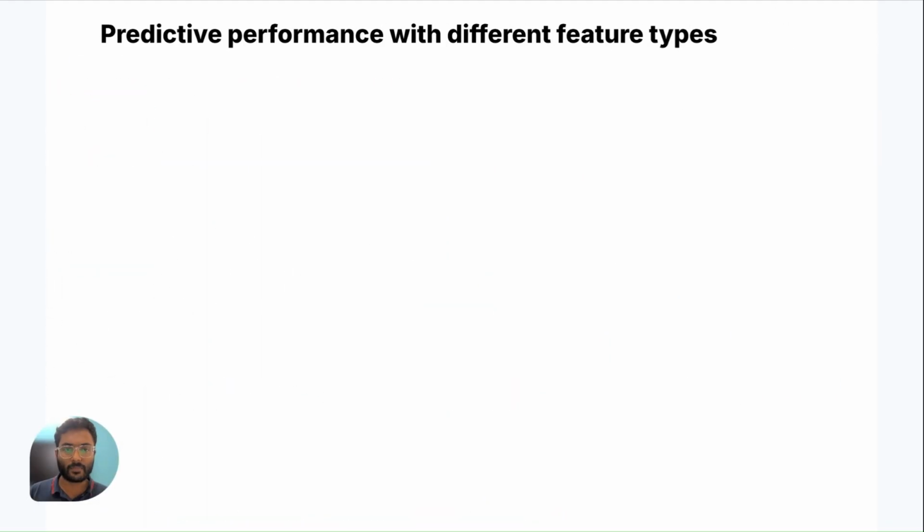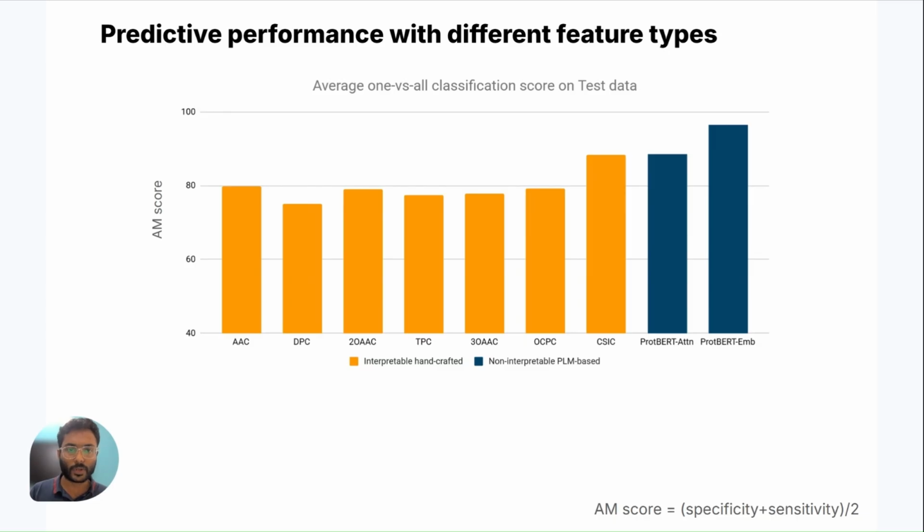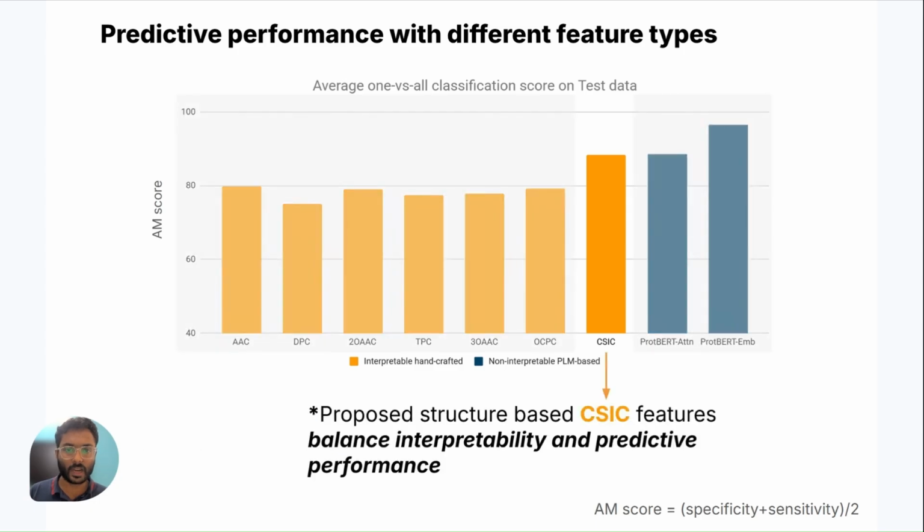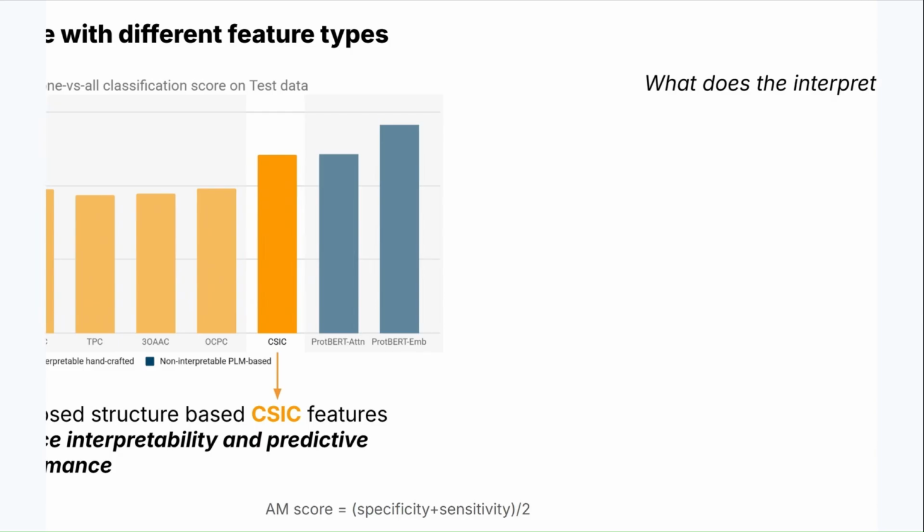Let's look at the predictive performance of the different feature types in the one versus all classification task. The figure shows for each feature type the average AUC score on the test data of the 45 one versus all classifiers. We see that the protein language model-based features have higher predictive performance than the handcrafted features. However, the proposed handcrafted structure-based CSIC features offer a balance of interpretability and predictive performance.